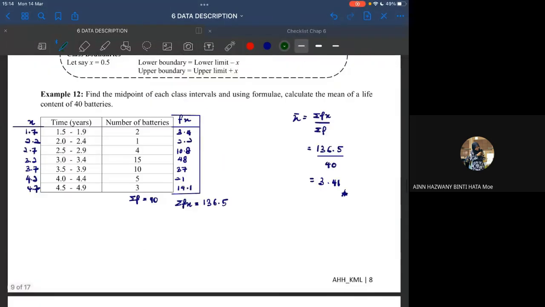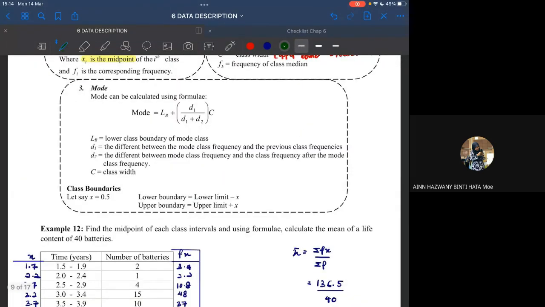Okay, so next we are going to see how to find the mode. Kalau untuk ungroup data, easy, just find the highest value, the highest frequency of our data. But for group data, we are going to use the formula. So we have mode is equals to LB. LB tu lower boundary jugalah untuk mode kita tu.